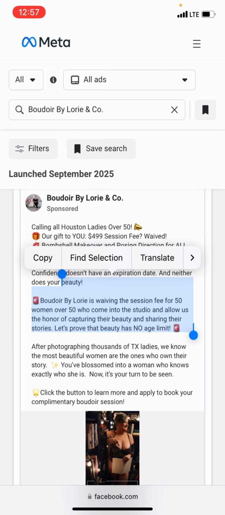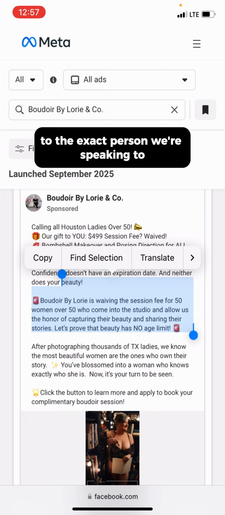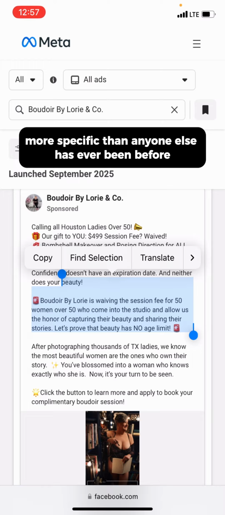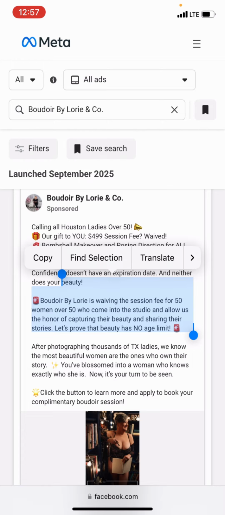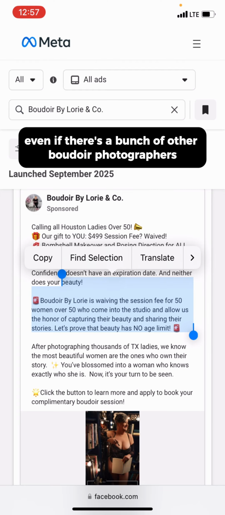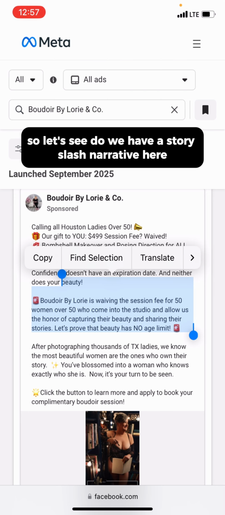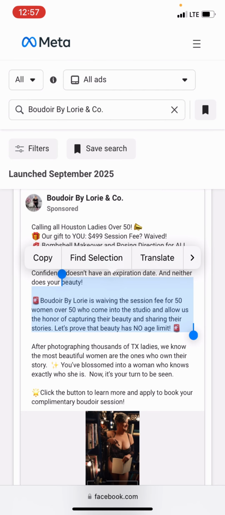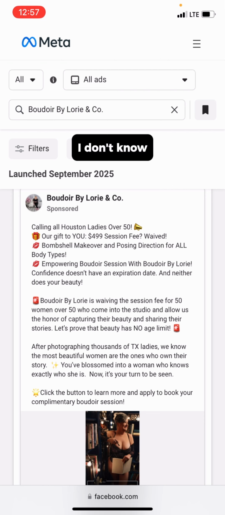And that means we're super specific to the exact person we're speaking to, more specific than anyone else has ever been before. And so they see us as a market of one, literally the only option for them, even if there's a bunch of other boudoir photographers in the area, because no one's spoken to them as specifically as us. So let's see, do we have a story or narrative here?